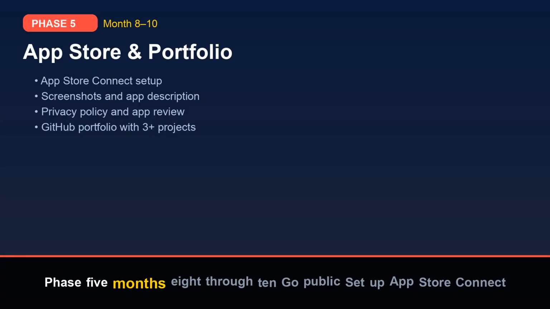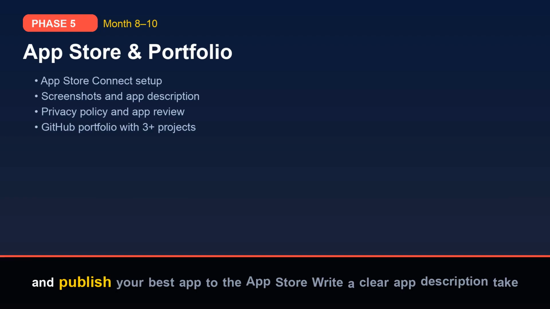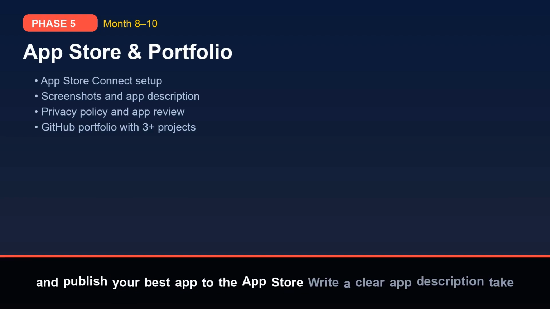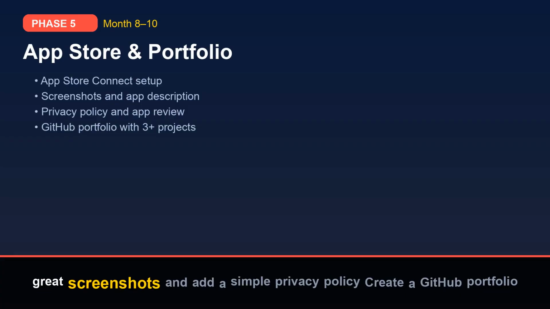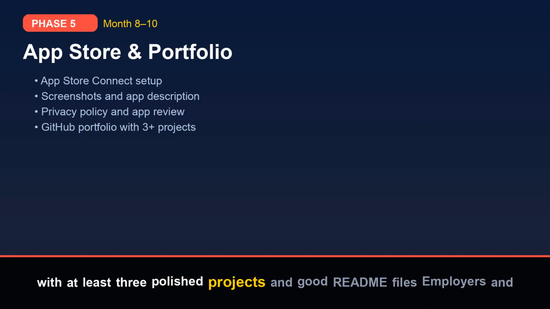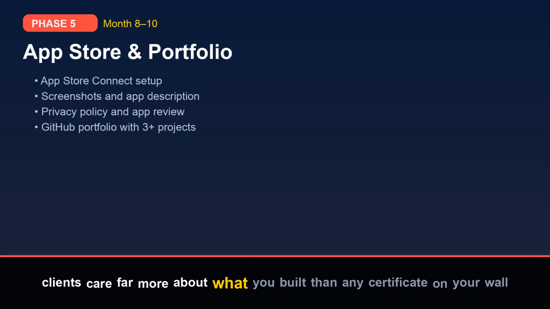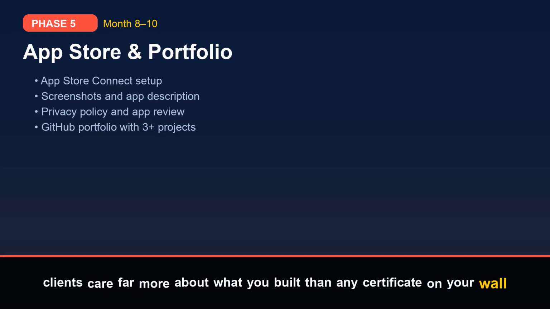Phase 5, months 8 through 10. Go public. Set up App Store Connect and publish your best app to the App Store. Write a clear app description, take great screenshots, and add a simple privacy policy. Create a GitHub portfolio with at least 3 polished projects and good README files. Employers and clients care far more about what you built than any certificate on your wall.